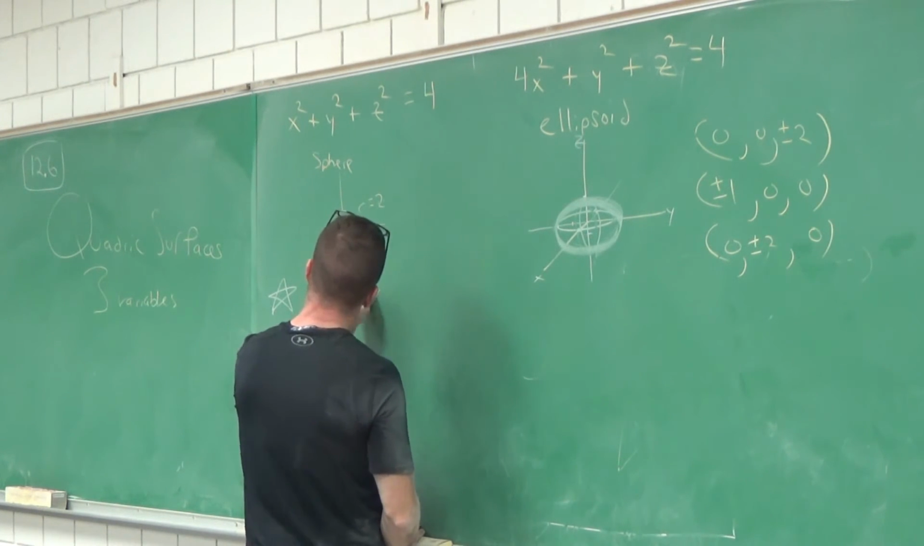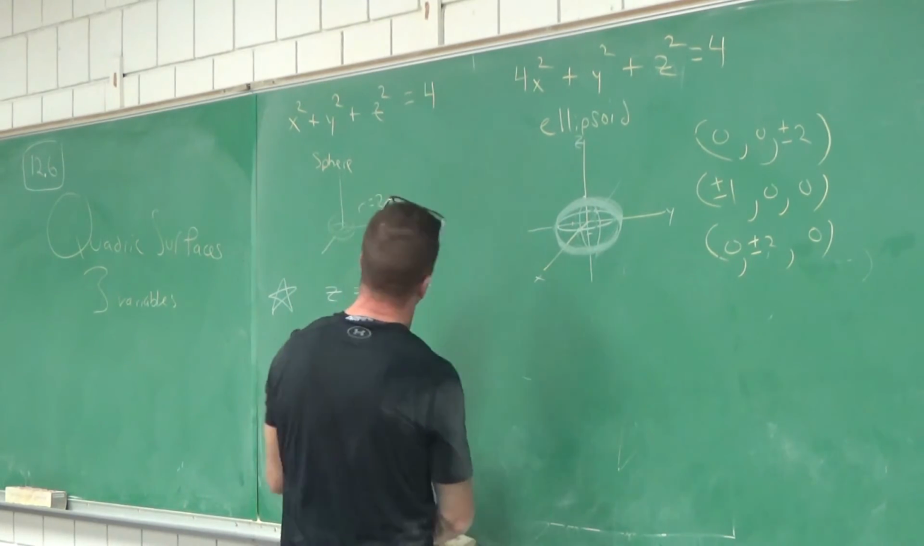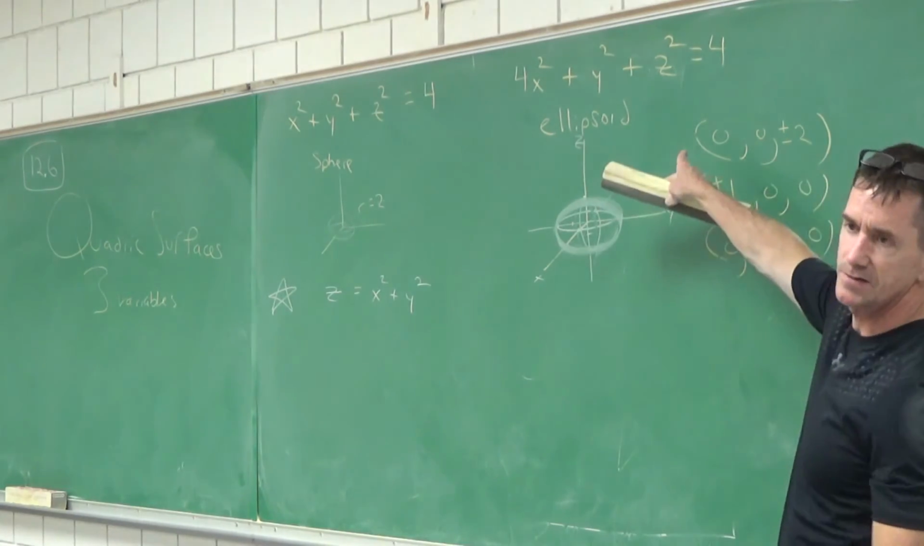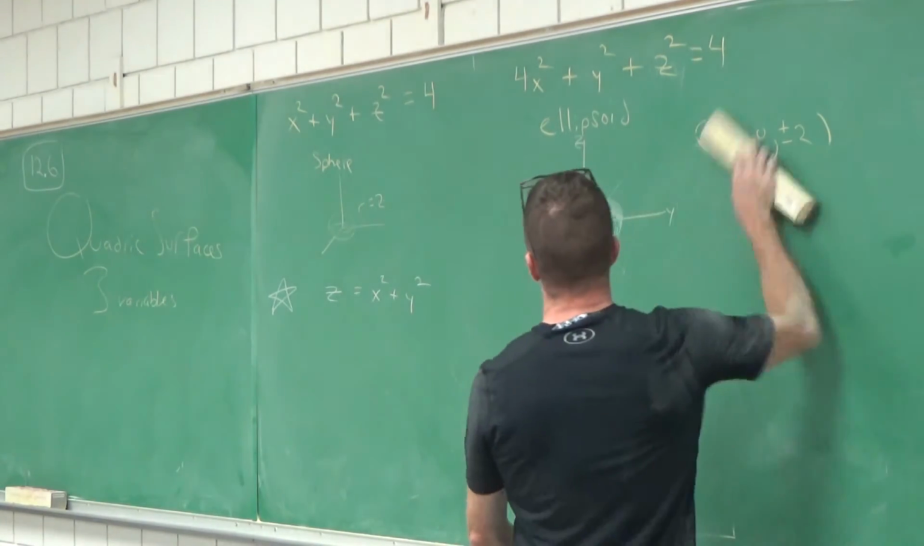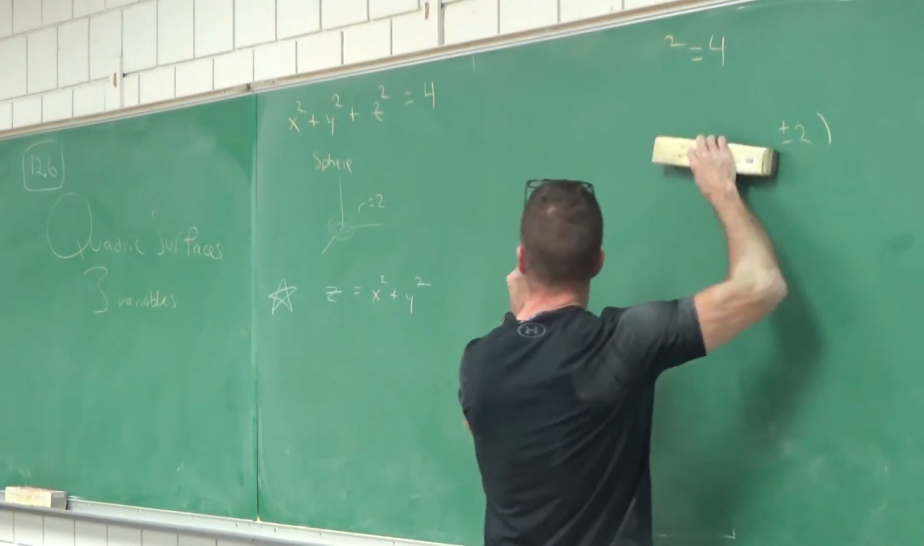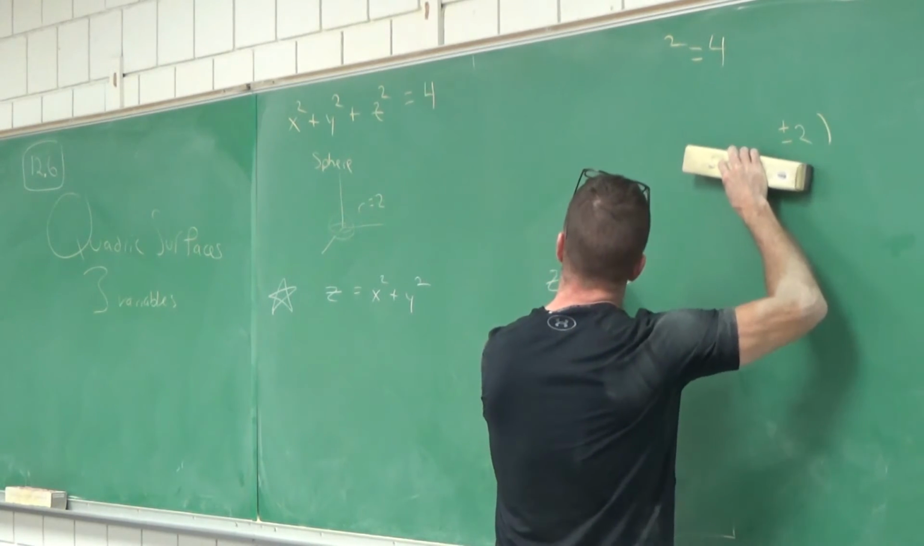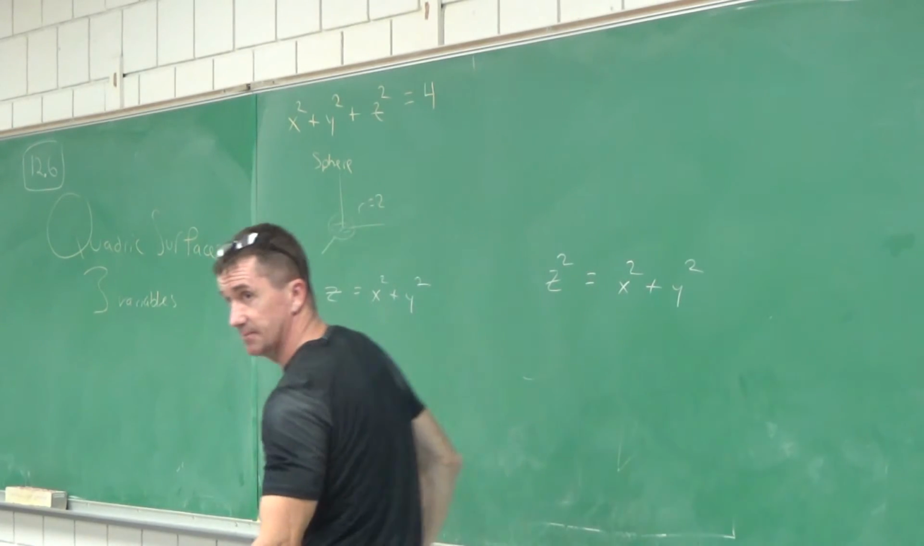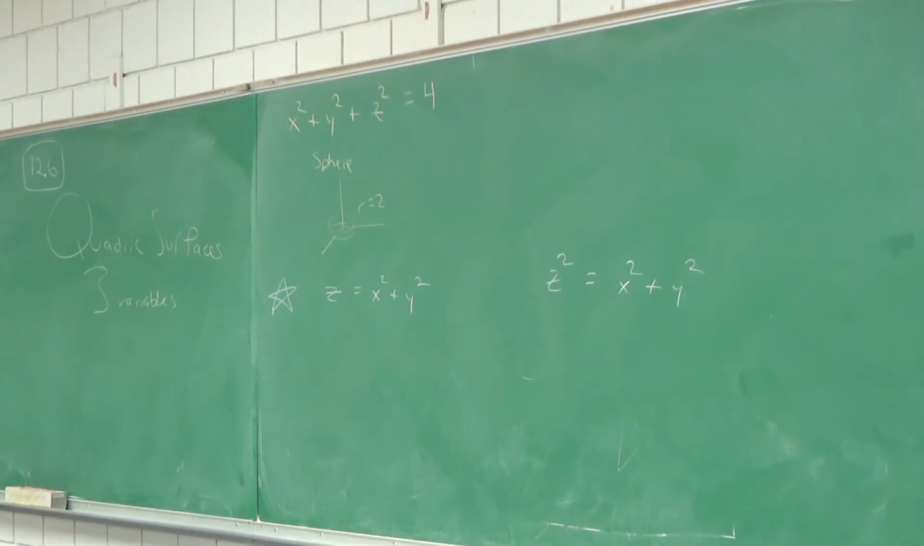Z equals x squared plus y squared. Kind of erase that ellipsoid. Z squared equals x squared plus y squared. Okay, this is huge. Don't they look the same? They do. These two look the same.